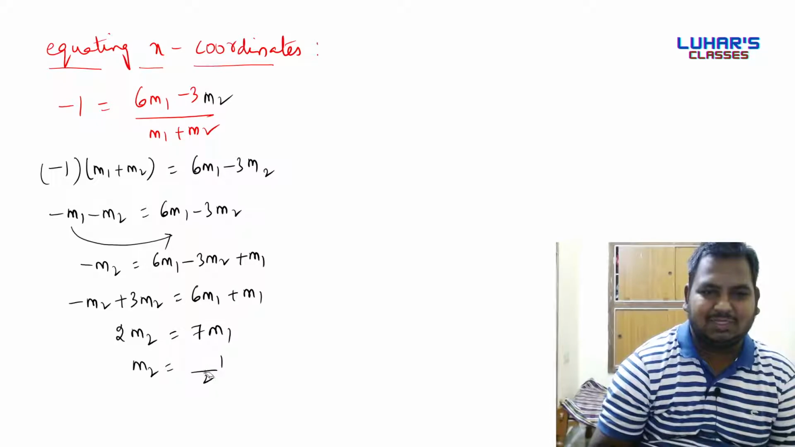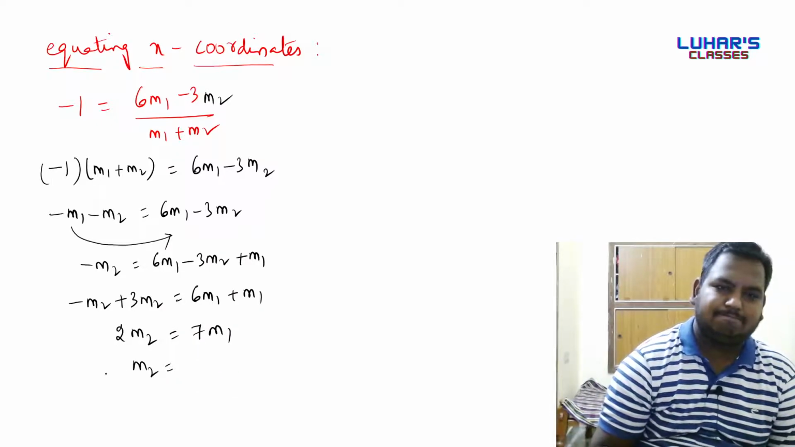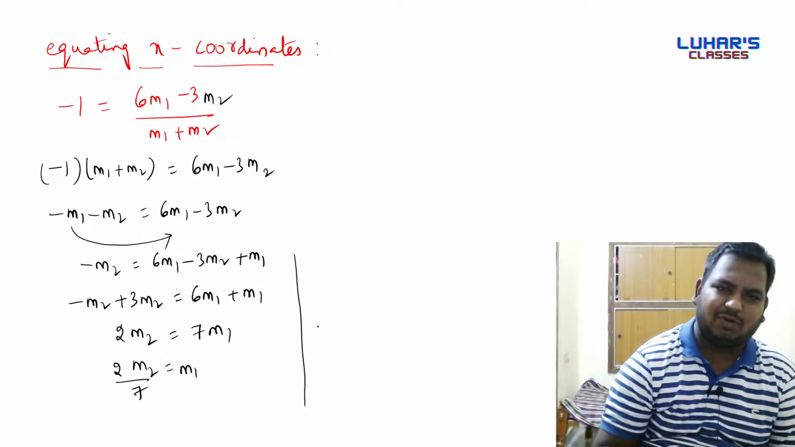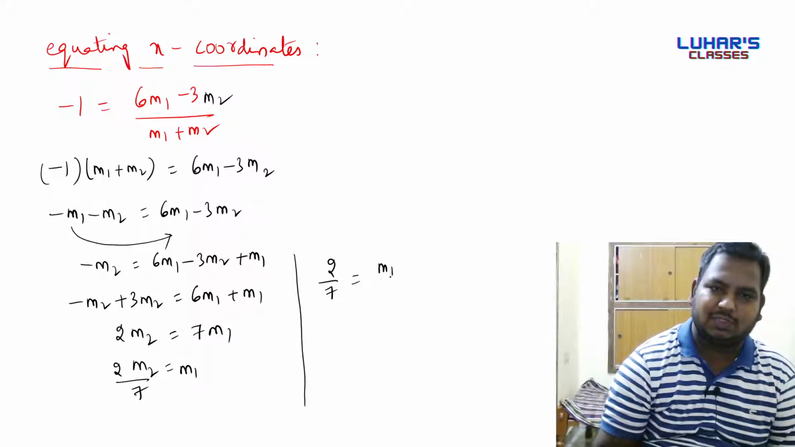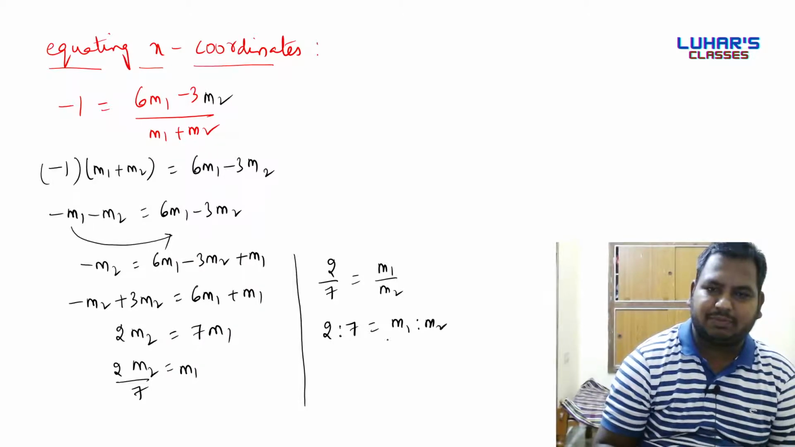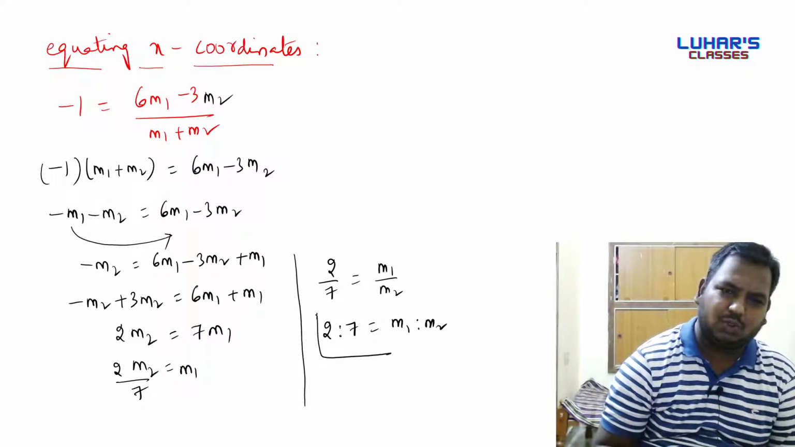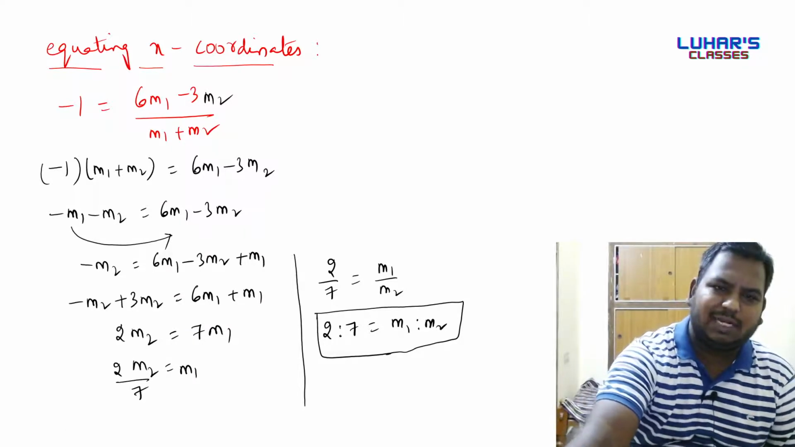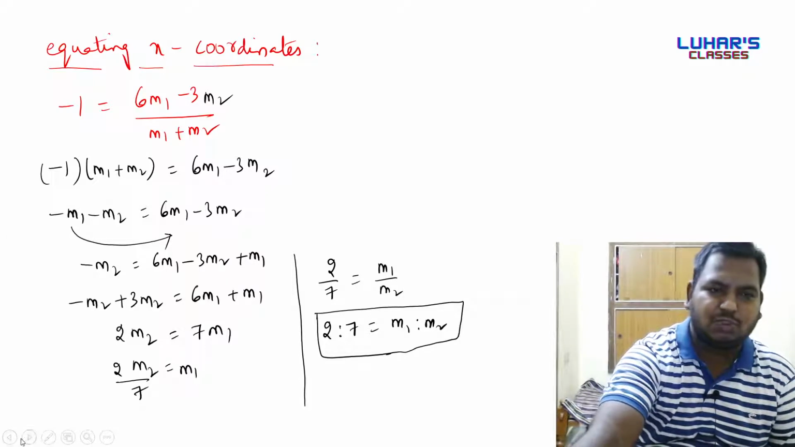There is a mistake. We'll transpose 7 to the left hand side. 2m2 by 7 is equal to m1. So finally what are we going to get? We are going to get 2 by 7 is equal to m1 by m2. That is 2 is to 7 is equal to m1 is to m2. This is the required ratio. So the point P will divide the line segment AB in the ratio 2 is to 7.